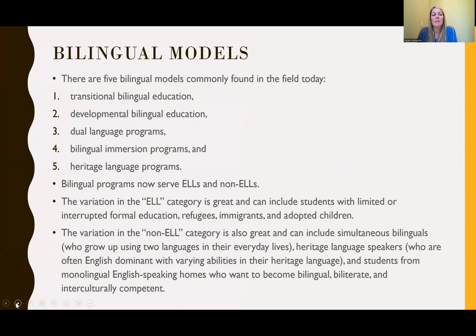So we're going to talk about 5 different bilingual program models: transitional bilingual education, developmental bilingual education, dual language programs, bilingual immersion programs, and heritage language programs. So bilingual programs now serve English learners and non-English learners.